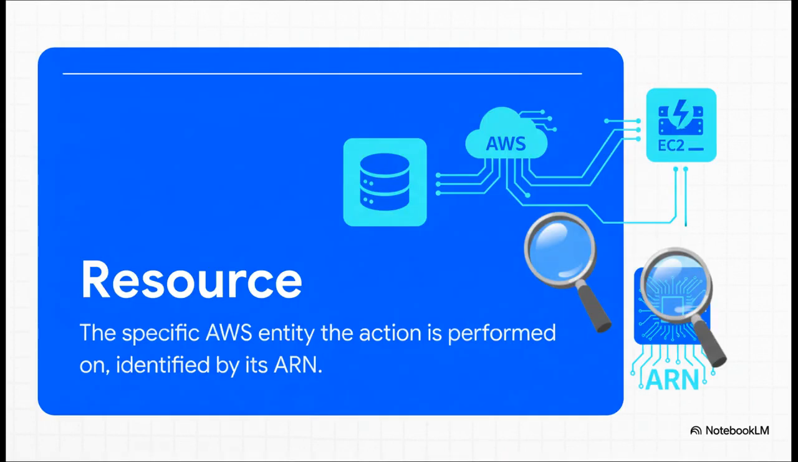This is the where. It's the specific thing, the S3 bucket, the EC2 instance, the DynamoDB table, that the action is being performed on. And every single resource in AWS has a unique identifier, its Amazon Resource Name, or ARN.